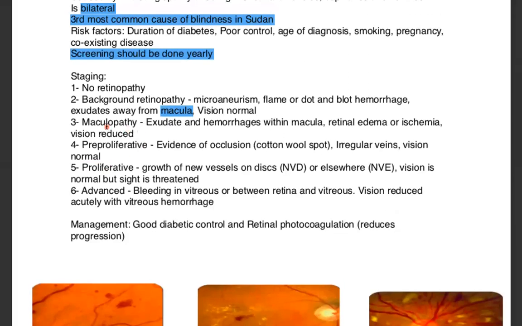Next we have maculopathy, which is grade 3. So for grades 1 and 2 you do nothing. You just have to control your diabetes and follow up regularly. But in maculopathy there are exudates and hemorrhages within the macula. So the problem is that the exudates and hemorrhages reached the macula, and other things that can happen are retinal edema or ischemia. Because of that, the vision is going to be reduced. Okay, so stage 3, where only the macula is affected, is maculopathy. Because the macula is affected, it's going to cause vision loss.